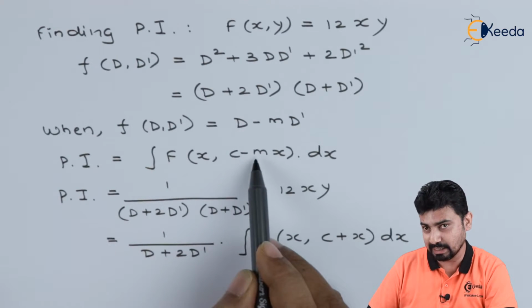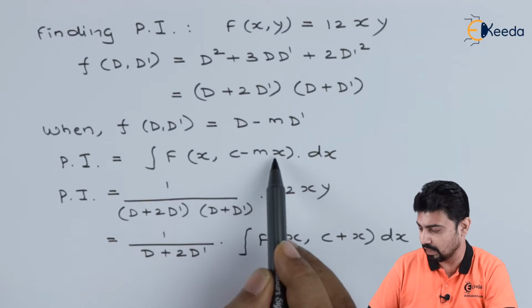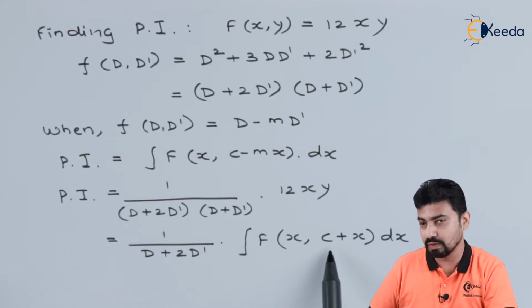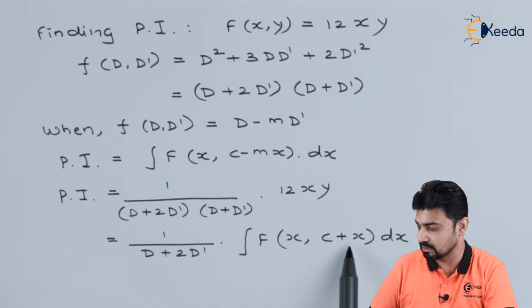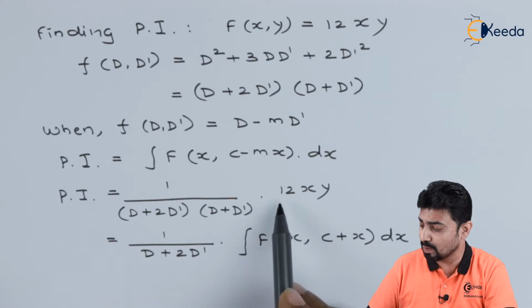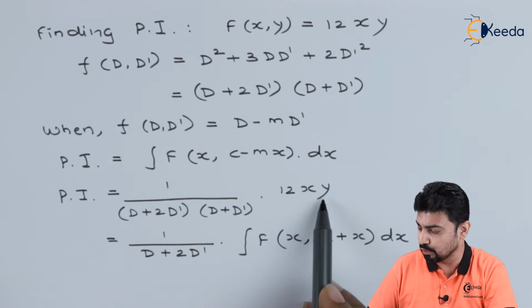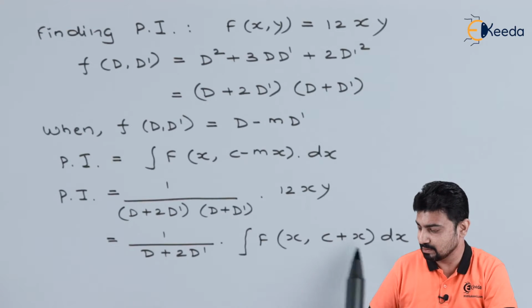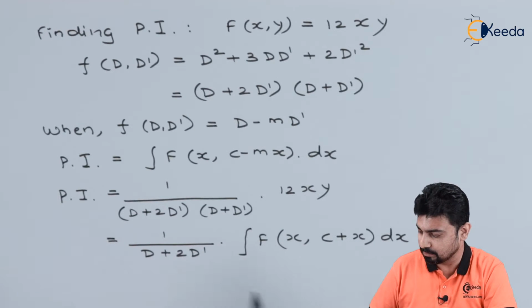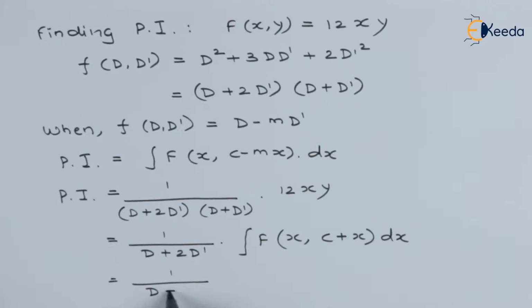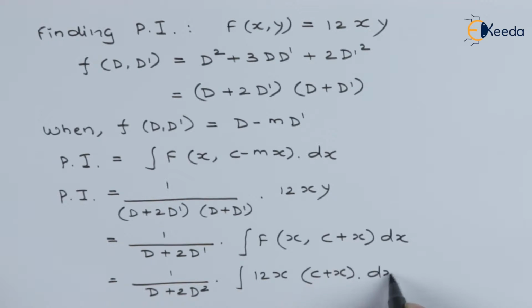C minus minus 1, that is c plus 1 x, that is c plus x. So, instead of y, we will put c plus x. Our function was 12xy. So, instead of y, put c plus x. So, 12x into c plus x. Integral of 12x into c plus x of dx. Open the bracket and let us integrate.